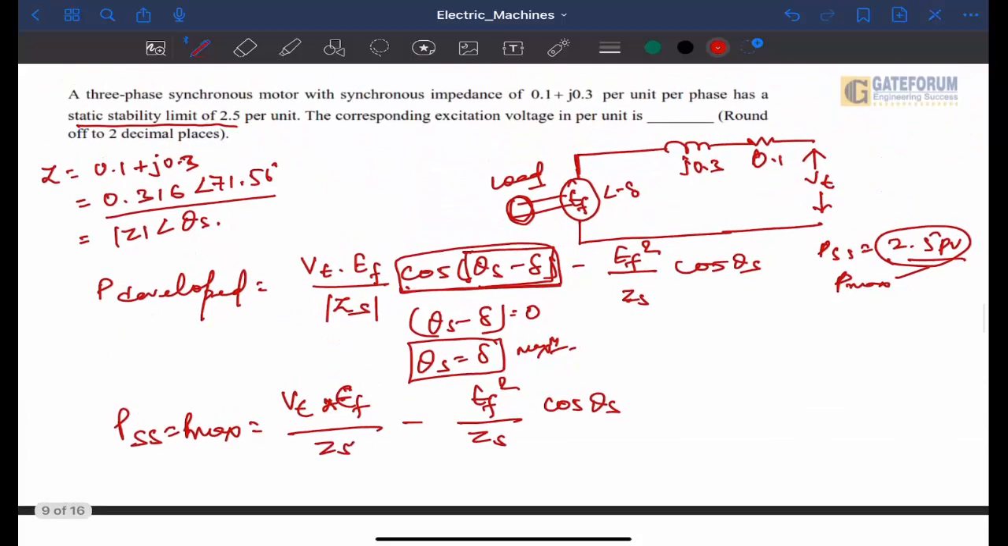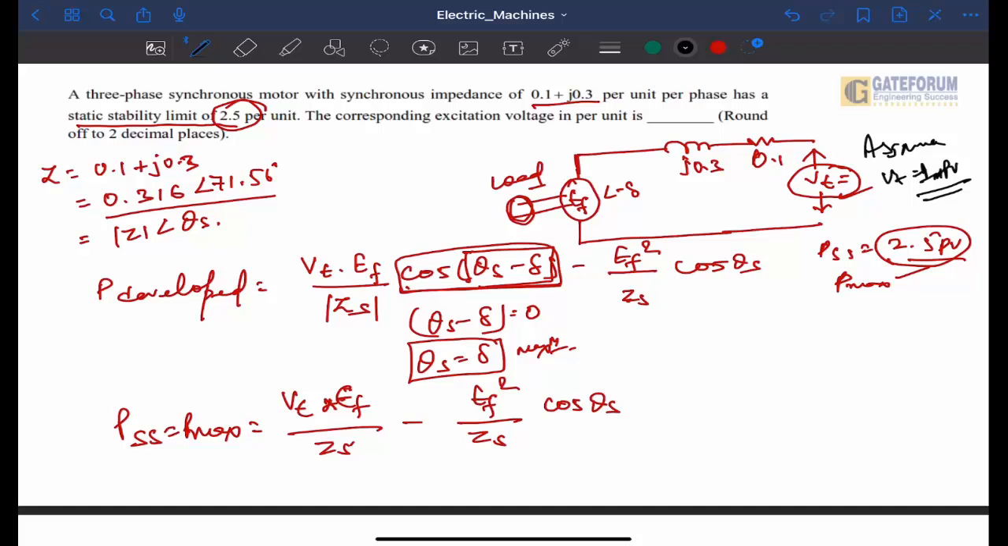See, we have seen what are the values? Zs, P_ss and nothing else. So there is no information given about what? Terminal voltage. So if terminal voltage is not given, we can assume Vt equal to 1 pu. But if we see logically, it should be given in a GATE problem.